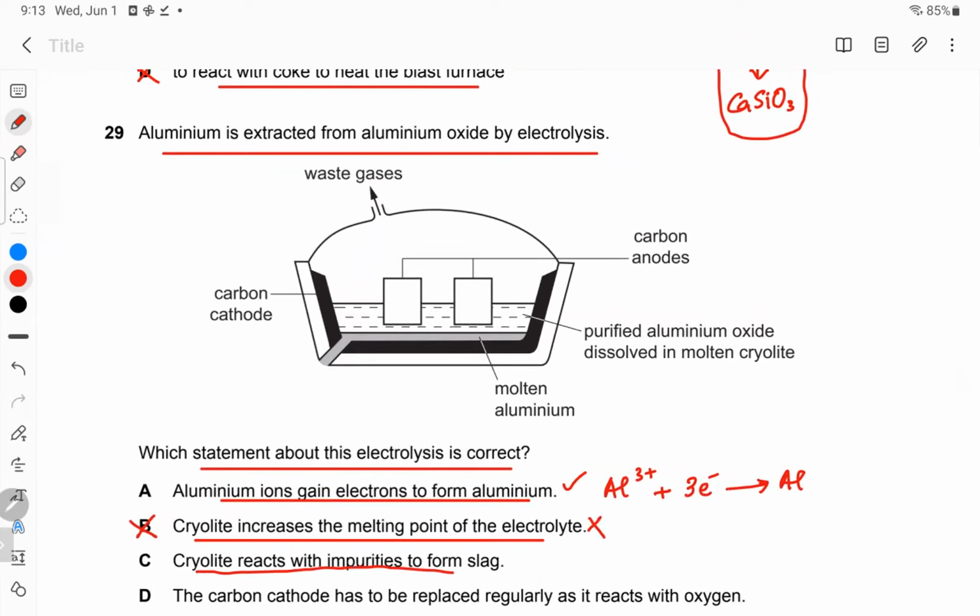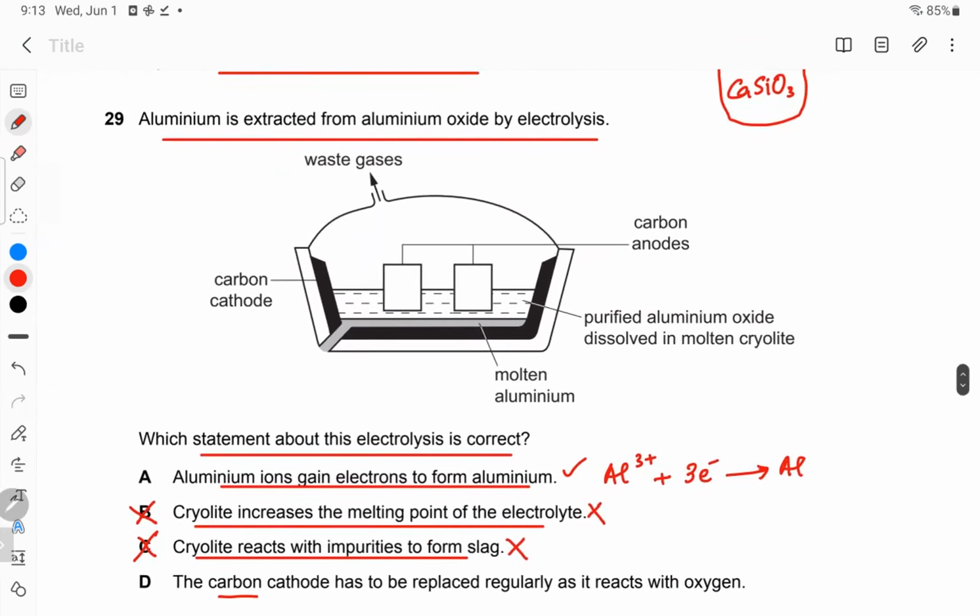Cryolite reacts with the impurities to form slag. No, it again is wrong. Cryolite doesn't react with anything. The carbon cathode has to be replaced regularly as it reacts with oxygen. No, wrong, because the cathode does not react with the oxygen. The anode reacts, right? Yeah, very good, Ayan. The anode reacts. So D also goes wrong. So now we have the correct answer, that is A.